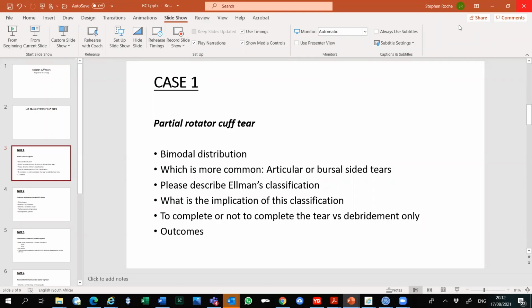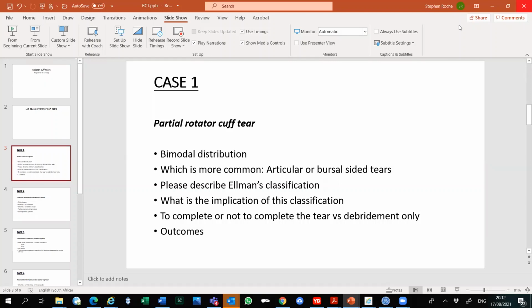And which ones are more common, articular or bursal side? Articular, Prof. In which group? Articular would be, assuming the athletic group, and bursal more the elderly, the degenerative. Bursal-sided tears are thought to be more in the elderly from impingement, but your intrinsic failure actually occurs in the cable, which you should all know about, in a more elderly patient.